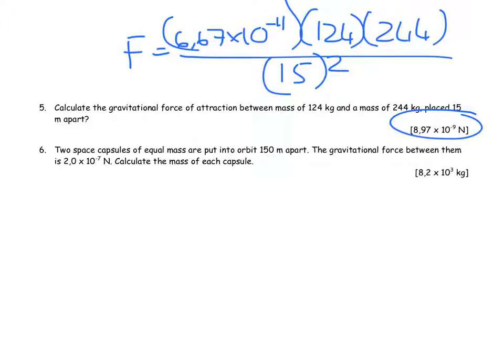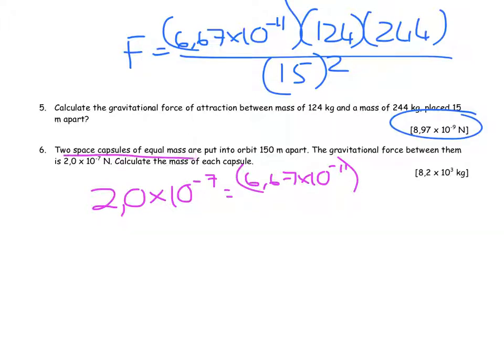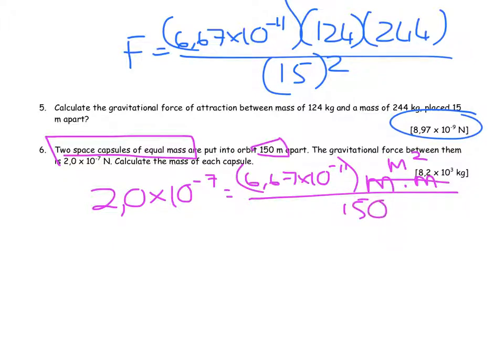Two space capsules of equal mass are put into orbit 150 meters apart. The force between them is 2,0 times 10 to the negative 7, which is equal to 6,67 times 10 to the negative 11. They are identical masses, so it's m times m. Mass 1, mass 2, they're the same. That turns into mass squared, not 2m. And now I have got a distance of 150 meters. Do not forget to square your 150. Rearrange that. Don't forget to square root the mass, and you land up with 8,2 times 10 to the power of 3 kilograms.